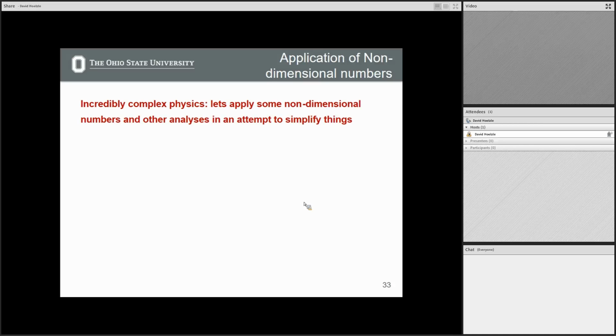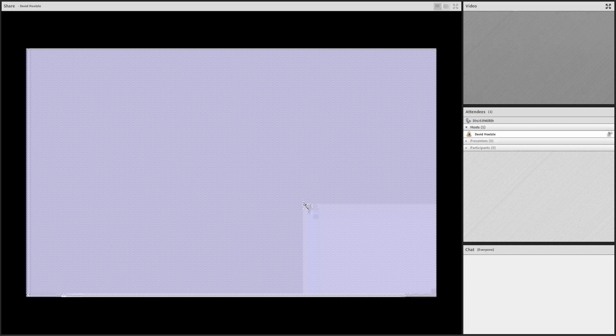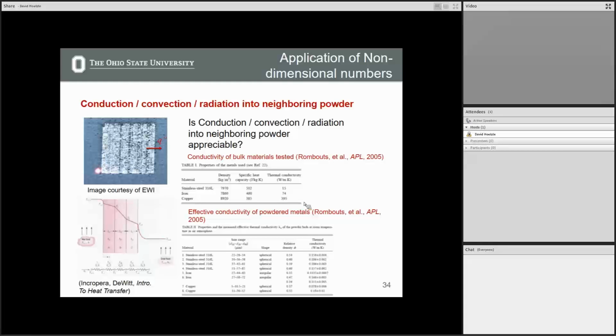Okay. So let's see what we can simplify first. All right. So first off, and this is getting to the question asked earlier in class: is conduction, convection, radiation into neighboring powder appreciable? Does it matter? If this is our part being built in the raster pattern, so this is everything that's been solidified, and everything adjacent to that is unfused powder, do we care, or are we going to model this heat flux into the neighboring powder, is the question.